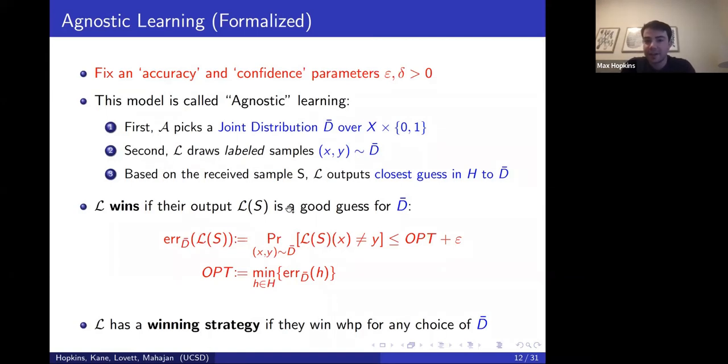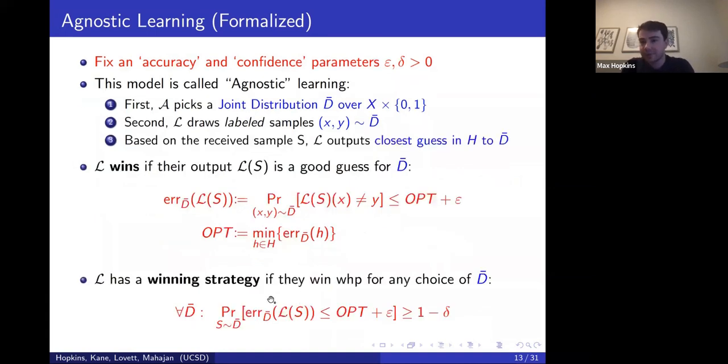And note that if the adversary decides to choose something that is in fact a function in H, opt will be 0, and this will reduce to the realizable game. But they can choose whatever they want. So it's a little bit harder for the learner to win this game. And okay, a winning strategy is defined similarly to before. This just means that for all possible joint distributions, the learner is going to win with probability at least 1 minus delta, where again, winning means your error is less than or equal to opt plus epsilon.